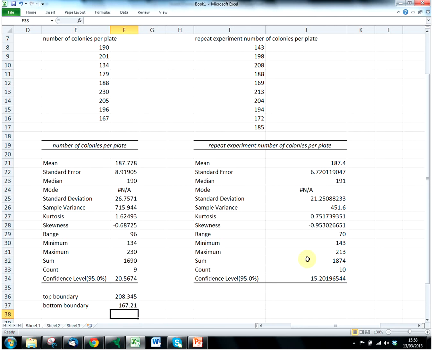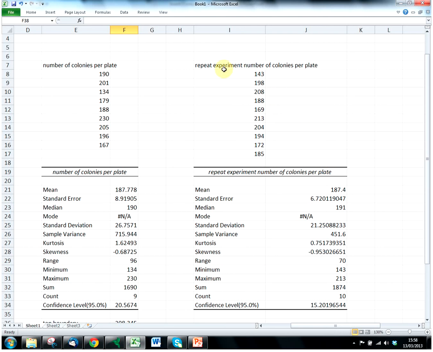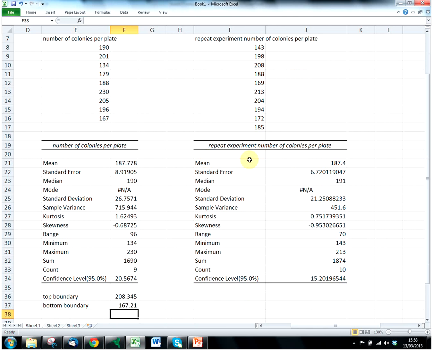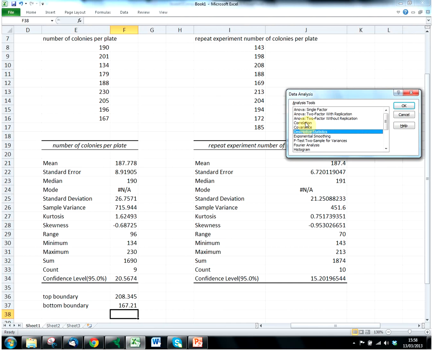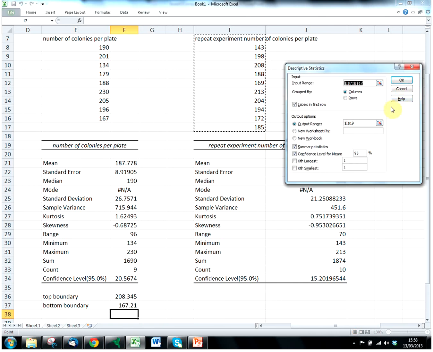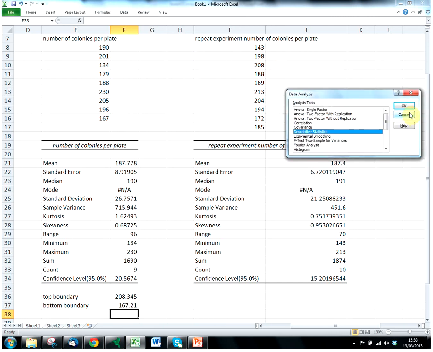per plate. Now I can repeat this experiment, do this again, and again I sample from this population. This time I took 10 samples, and I did my descriptive statistics again. So I went to data, data analysis, descriptive statistics, and I inputted these data here into the field. So you see here, this is the range, and so on and so forth. So I've done that.